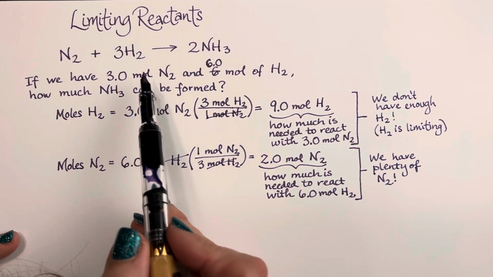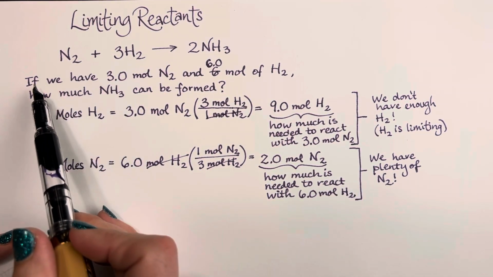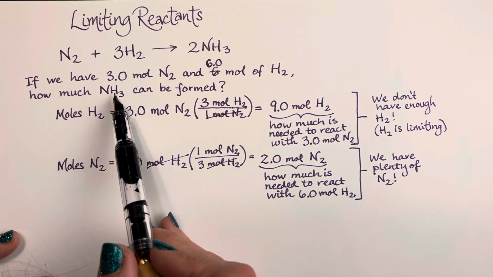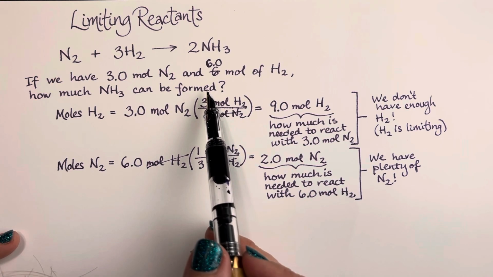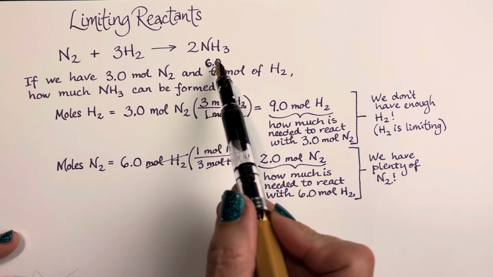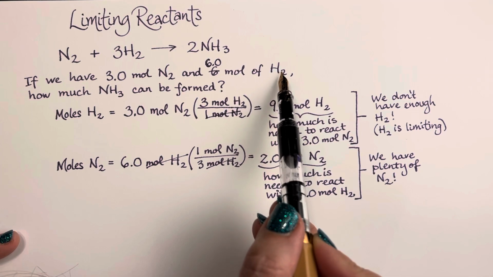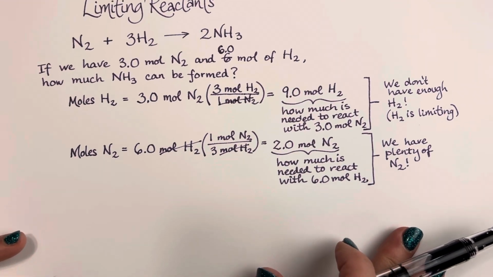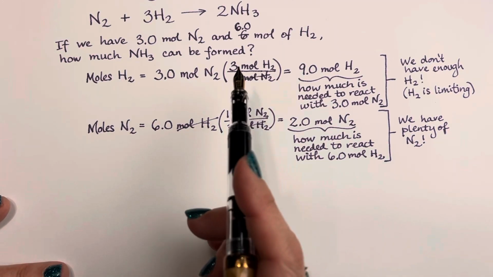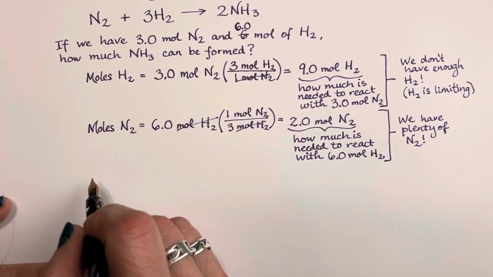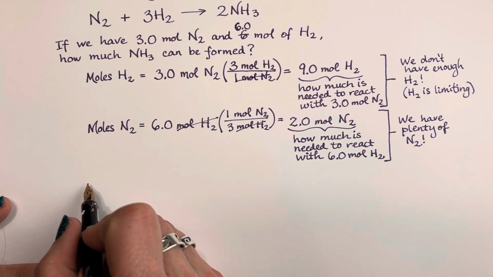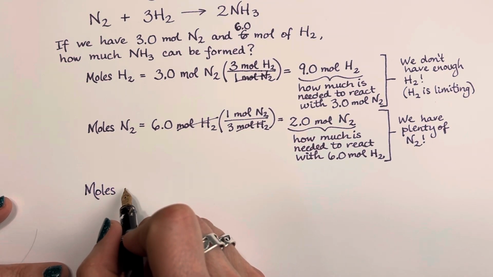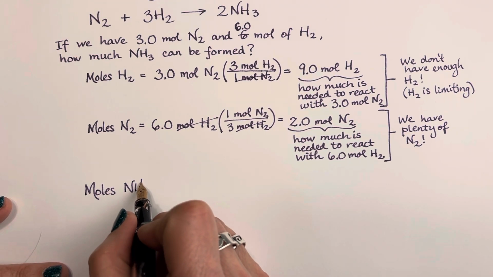And so now we can look back at the question that's being asked. If we have 3 moles of nitrogen, 6 moles of hydrogen, how much ammonia can be formed? All right, so that means we need to base the calculation on the limiting reactant, which is hydrogen. Okay, so let's start with the moles of hydrogen, and we will calculate moles of ammonia.